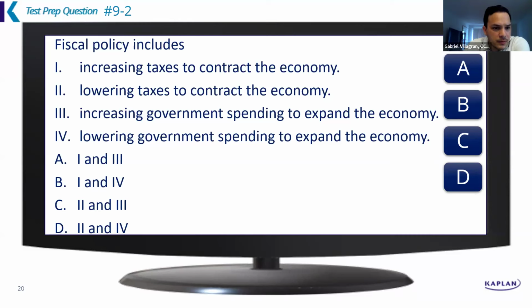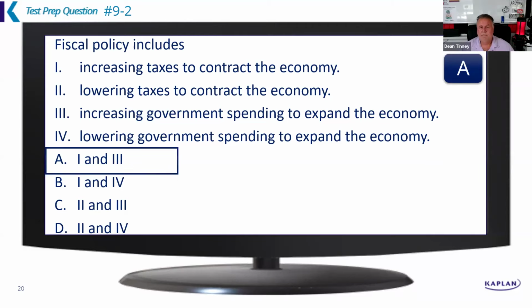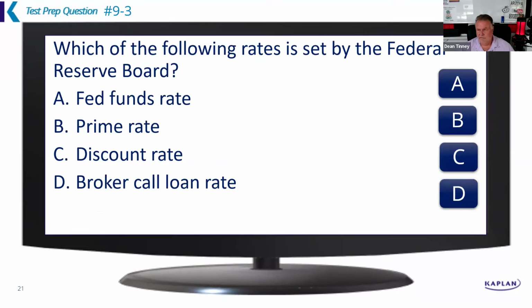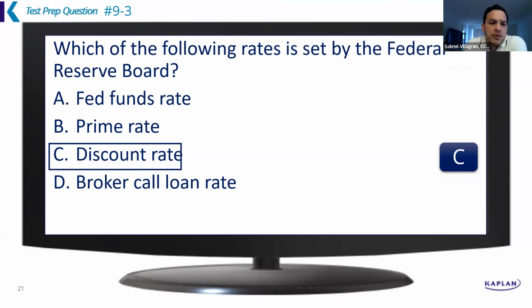1 and 3. Yeah, right. This is very much an answer set. Every one of these is testable. So I'm not as concerned about getting this question right as I am that you know each and every one of those interest rates, where the money is coming from, where the money is going to. Okay. This says which of the following is set by the Federal Reserve Board, and you say discount rate. Right on.